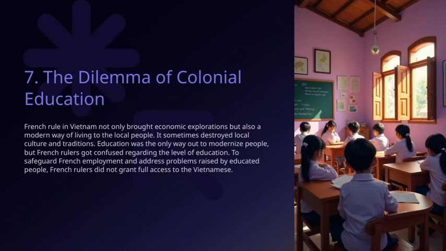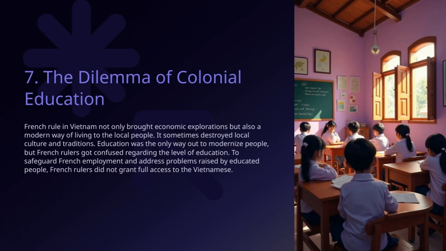French rule in Vietnam brought more than just economic exploitation. It also introduced a more modern lifestyle to the local people. However, this modernization often came at the expense of local culture and traditions, which could be damaged or lost in the process. Education was seen as the key to modernizing the Vietnamese people, helping them adapt to new ideas and skills. But here, where it gets complicated, French authorities were unsure about how much education to provide.